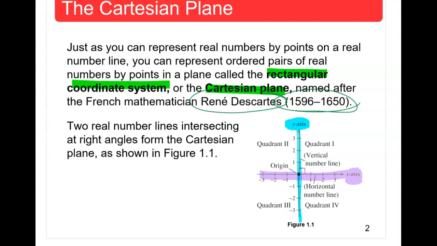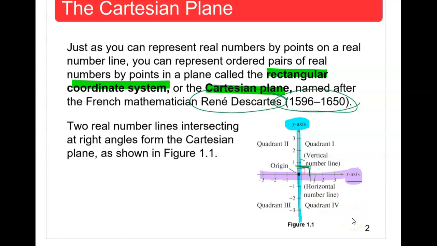The Cartesian plane is defined to be two real number lines, one being the x-axis, that is a number line, goes positive and negative, intersecting at a right angle, as you can see here, with the other number line, so two number lines intersecting. Now, it's very important to notice that once those two lines intersect, we can see four different quadrants.